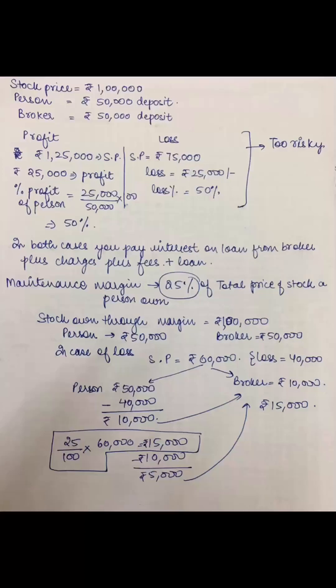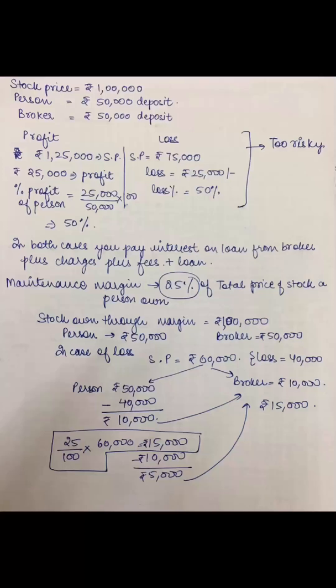some charges plus the fees. The loan that we talked about, that 50,000 loan, has to be repaid, but not in one go. There is one thing called maintenance margin, which needs to be there in the person's bank account. Only then is he allowed to do margin calls and have a loan from the broker.